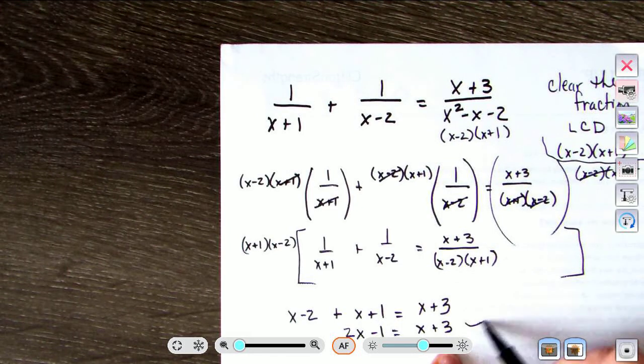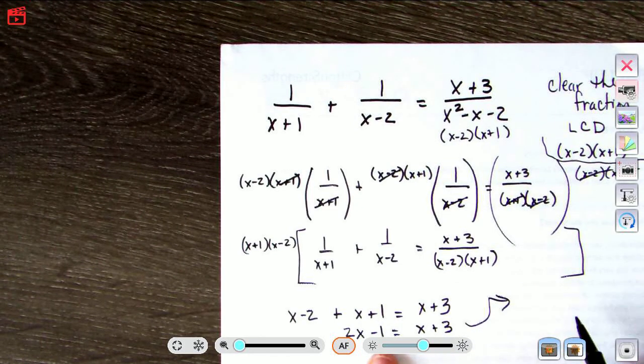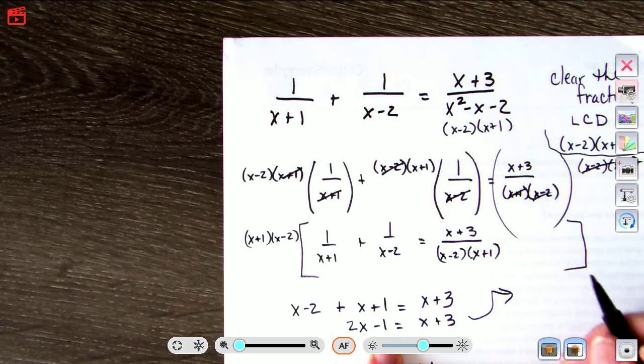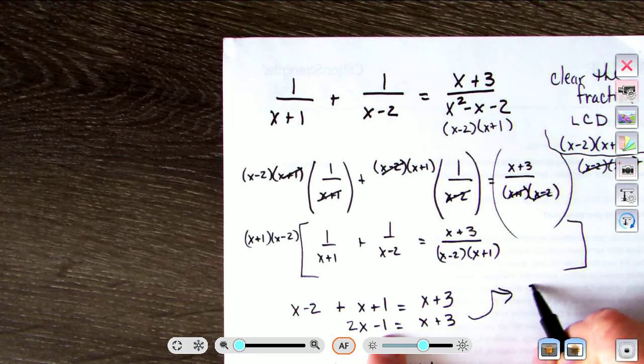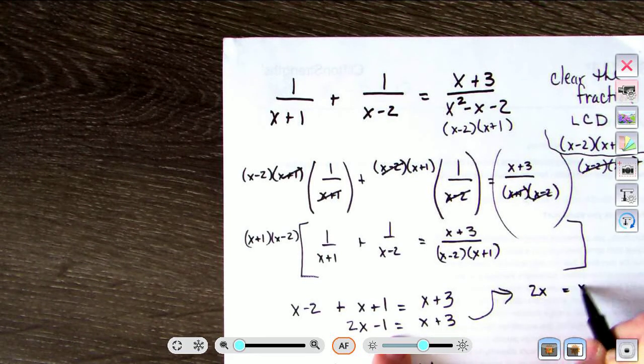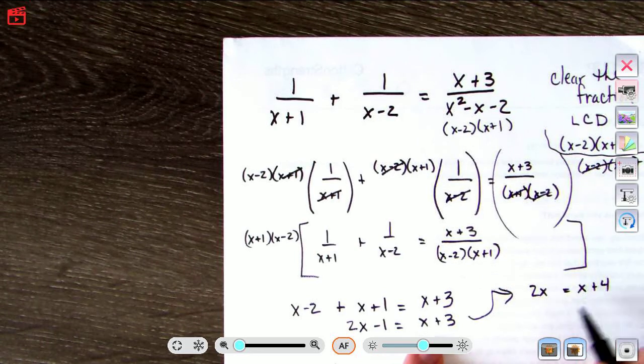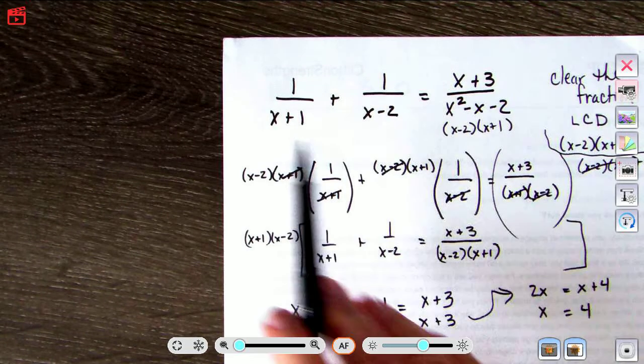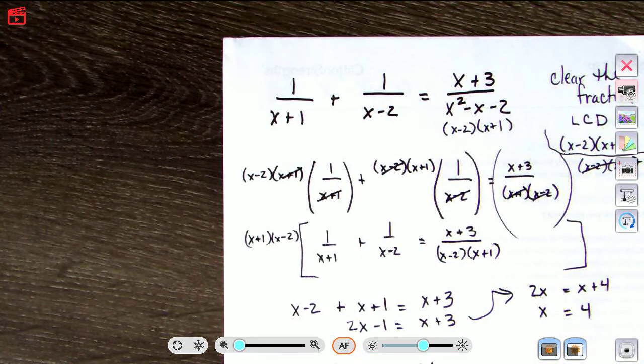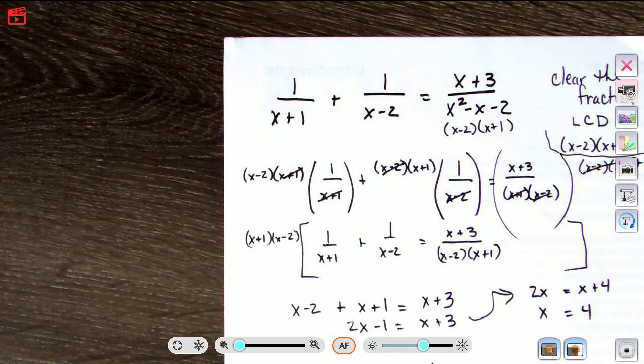I am going to go over here. Subtracting 1 from both sides, or I should say adding 1 to both sides. And then subtracting x from both sides. I get that x is equal to 4. One thing to note when we do have our variable in the bottom or in the denominator, we do need to make sure that the answer we get does not make that denominator 0, because we cannot divide by 0.